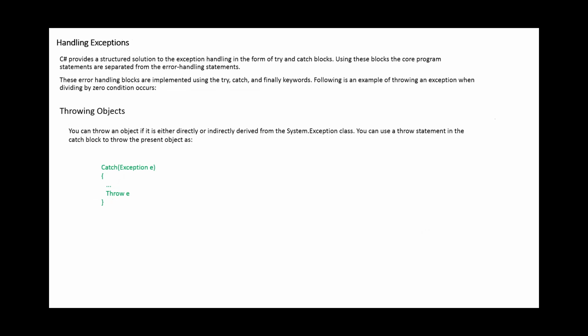Okay, so next, handling exceptions. C Sharp provides a structured solution to exception handling in the form of try and catch blocks. Using these blocks, the core program statements are separated from the error handling statements. These error handling blocks are implemented using the try, catch and finally keywords. A simple example is just this: catch the exception, and if you want to throw further, you can throw an exception here.